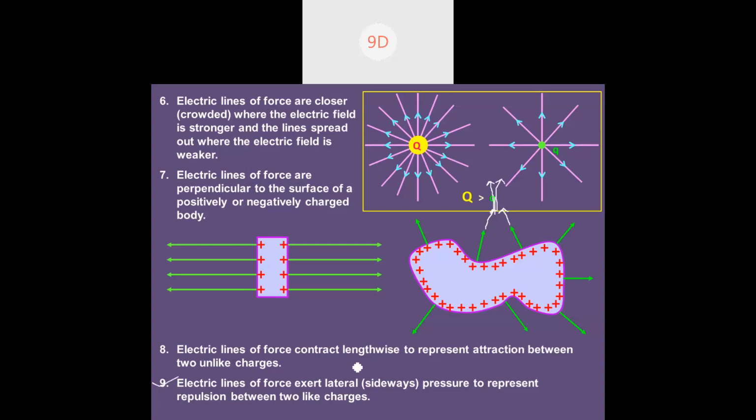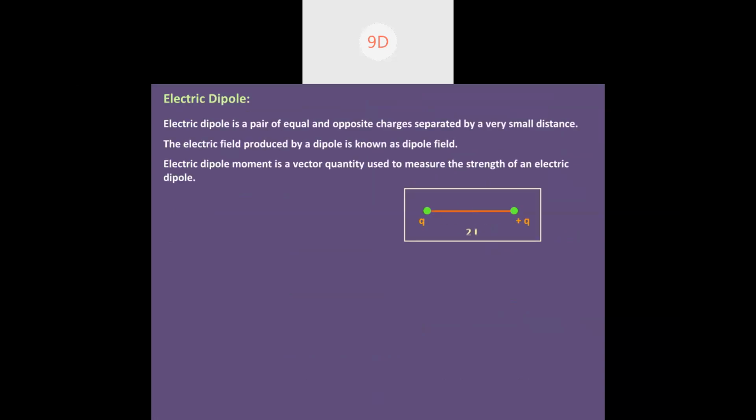Crossing each other is not possible. It's not supposed to happen. It's like breaking the rule. Now, this is very important, guys. Electric dipole. I want you to just look at the diagram.